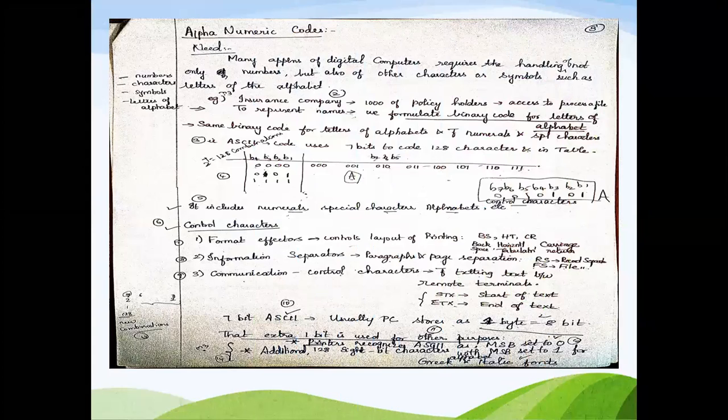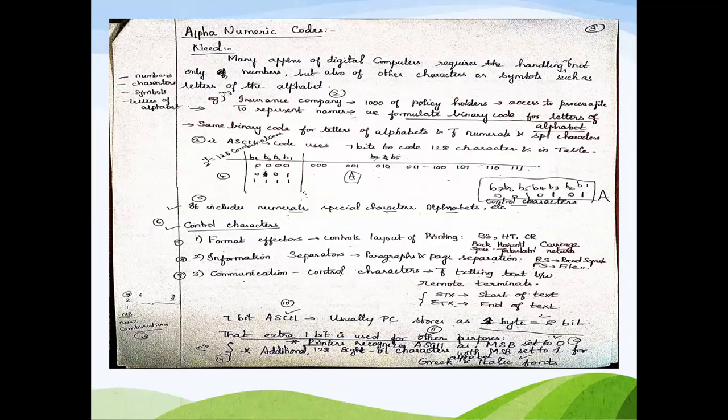Generally, digital computers work with binary bits. Many applications of digital computers require not only the handling of numbers, which can be in the form of decimal, hexadecimal, or octal. Whatever the form, it can be converted to binary. We have already learned how to convert from one number system to another.